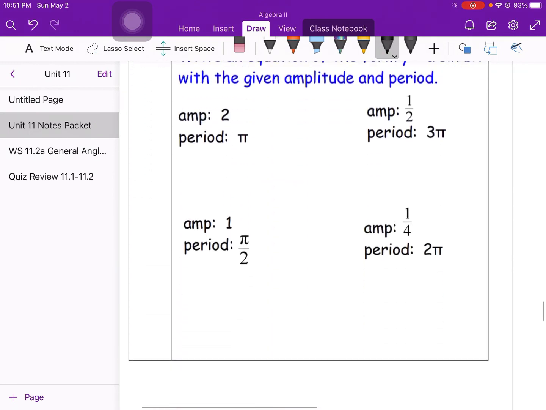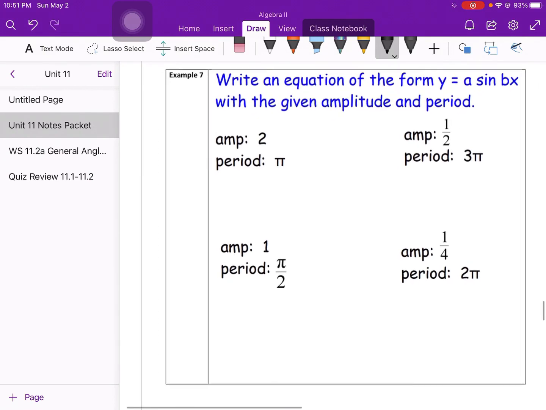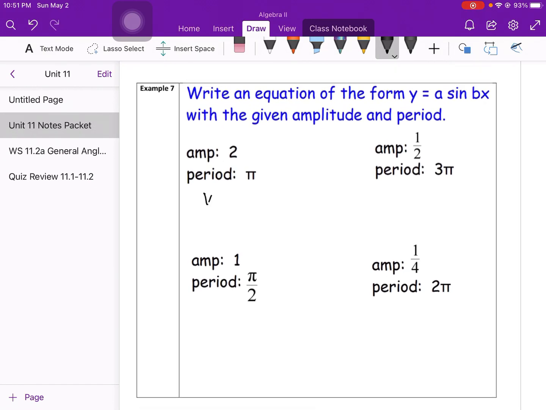Let's check out this last example here. Write an equation of the form y equals a times sine b of x with the given amplitude and period. So the amplitude is 2, and the period is pi. So the amplitude part's pretty easy. It's just going to be y equals 2 sine. There is going to be a number in front of x. We don't know what that number is yet because the period is pi. But assuming that we knew what that number was, we'll call it b.